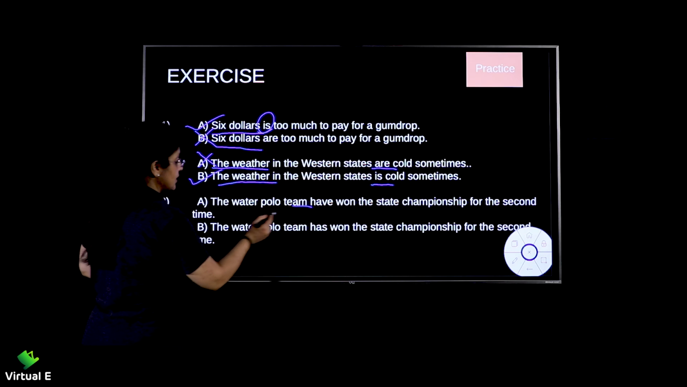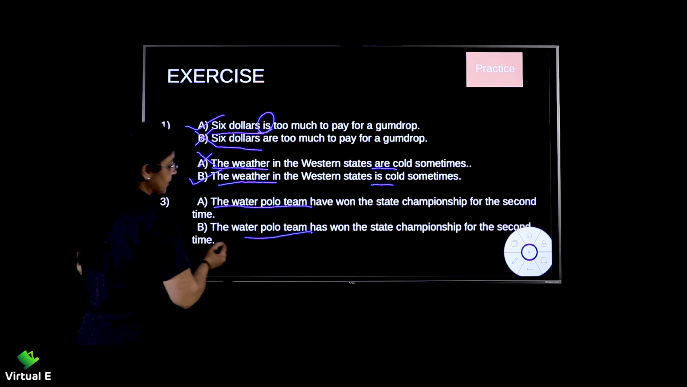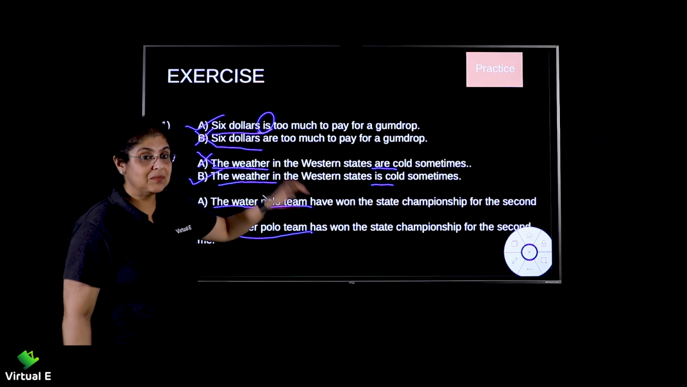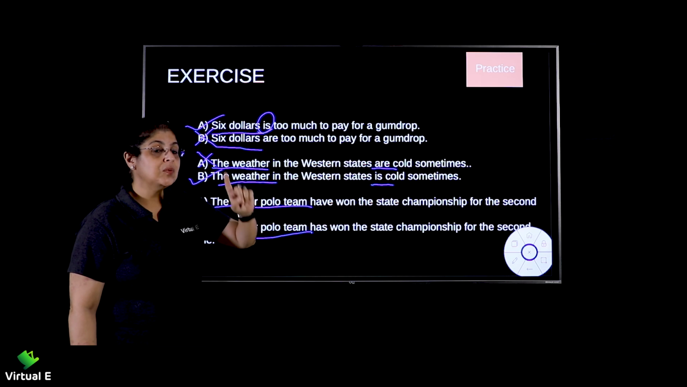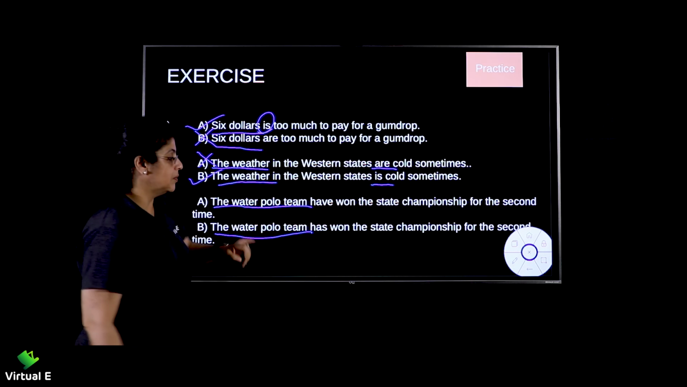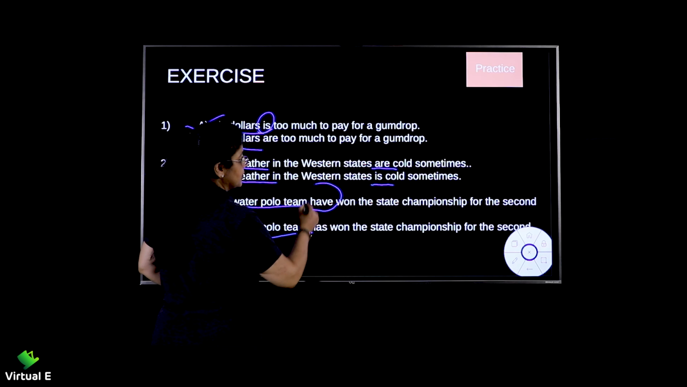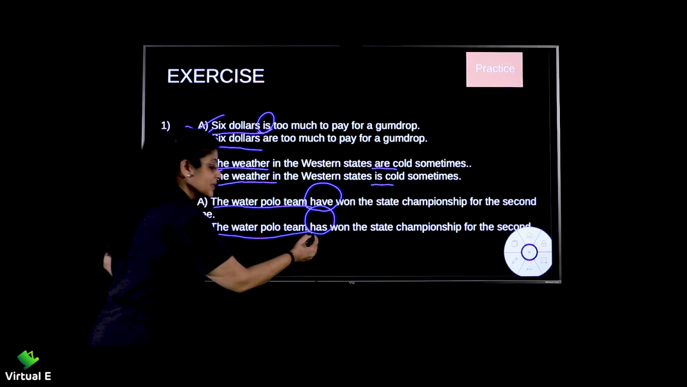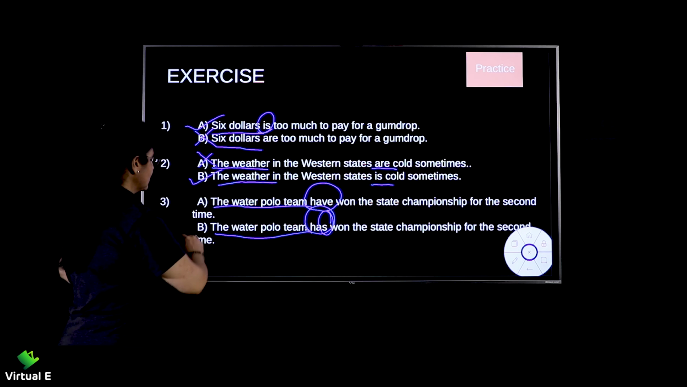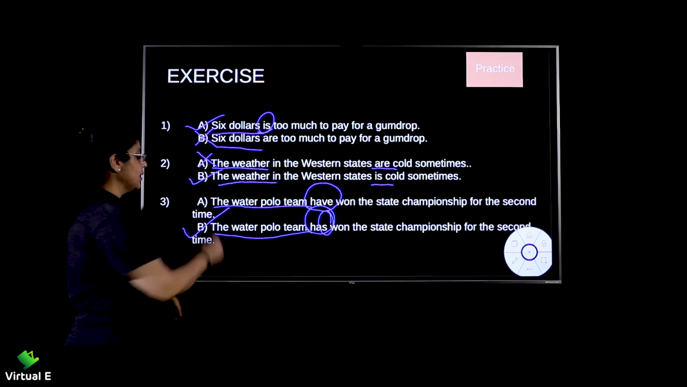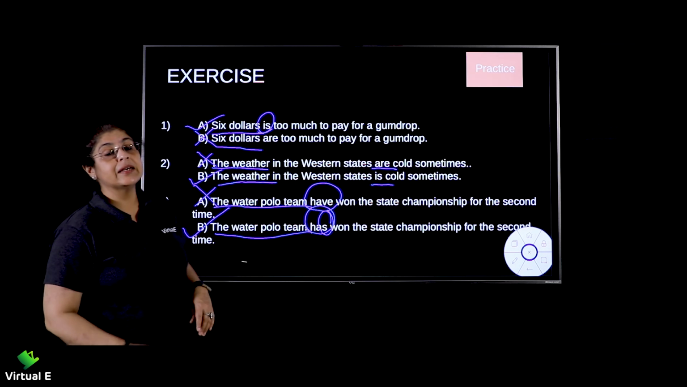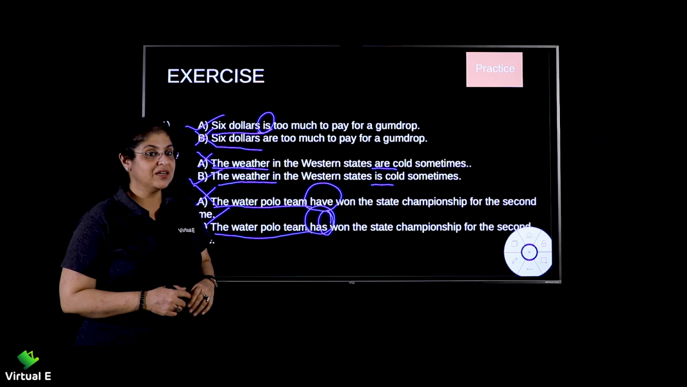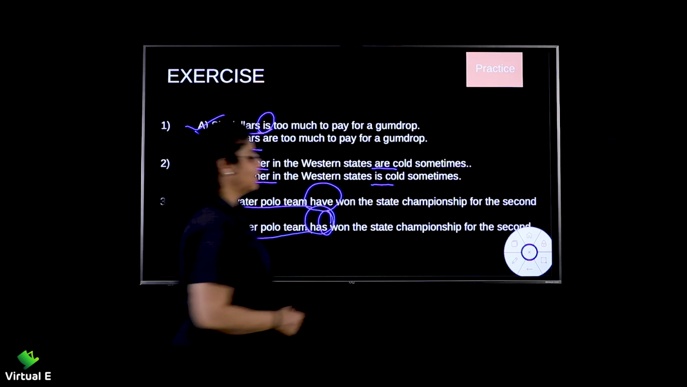The water polo team. It is talking about the team, right? Now the team has won. So we will have a singular verb. Now is it going to be have or is it going to be has? Singular takes S, right? So B is the correct one. A is the incorrect one. Got it? Yes? Great going.